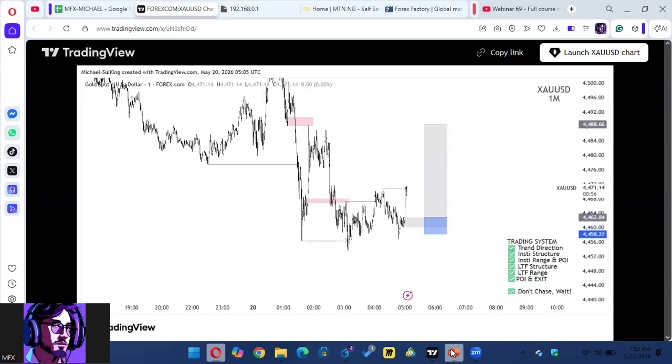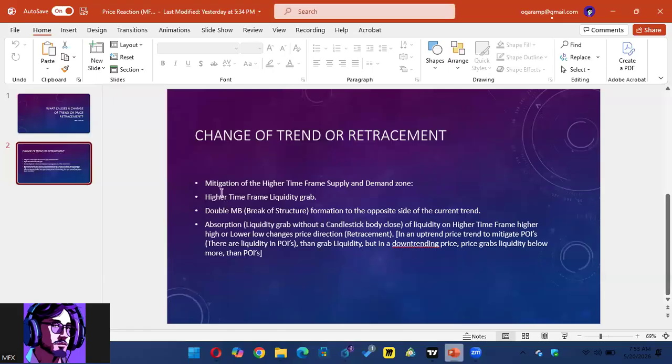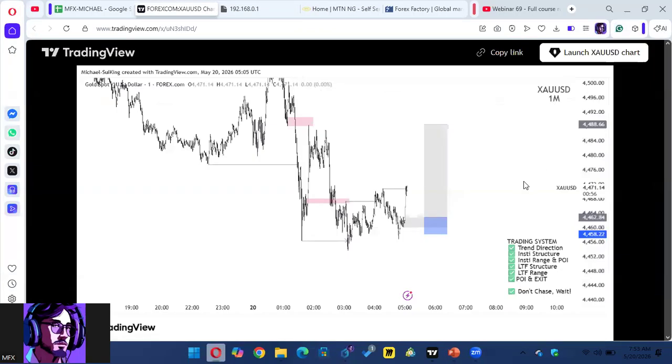So I applied two of these laws, which is number one, absorption of liquidity. Number two, double MB or break of structure formation to the opposite side of the current trend in a higher time frame. So it is that simple. It is that simple. So I believe this was an educative video.